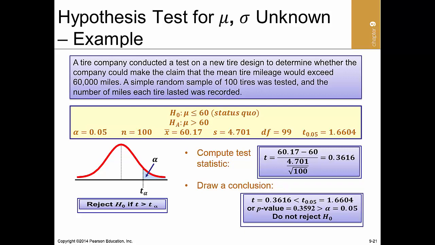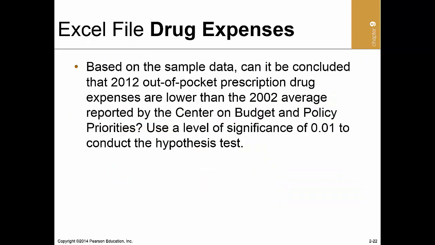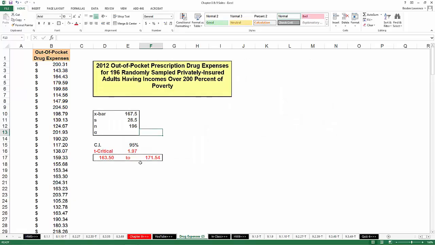Alright, so go ahead and open Excel file drug expenses and answer the following question. In this case, it was reported that average out-of-pocket medical expenses for prescription drugs for privately insured adults with incomes over 200% of the poverty level was $173 in 2002. So we'll use that to formulate our null and alternative hypotheses. Here our null hypothesis will be that the mean is greater than or equal to $173, and that the alternative we're going to test is that the mean is less than $173 out of pocket.